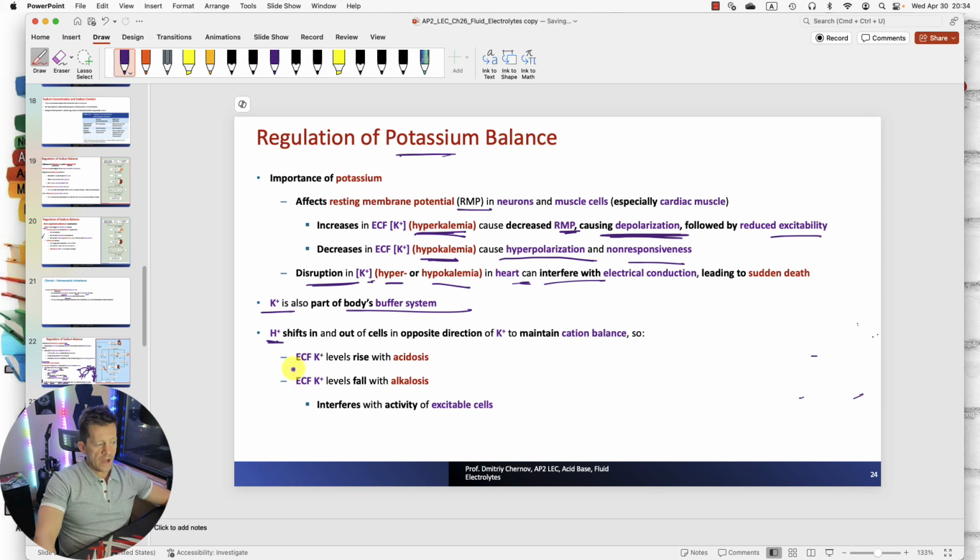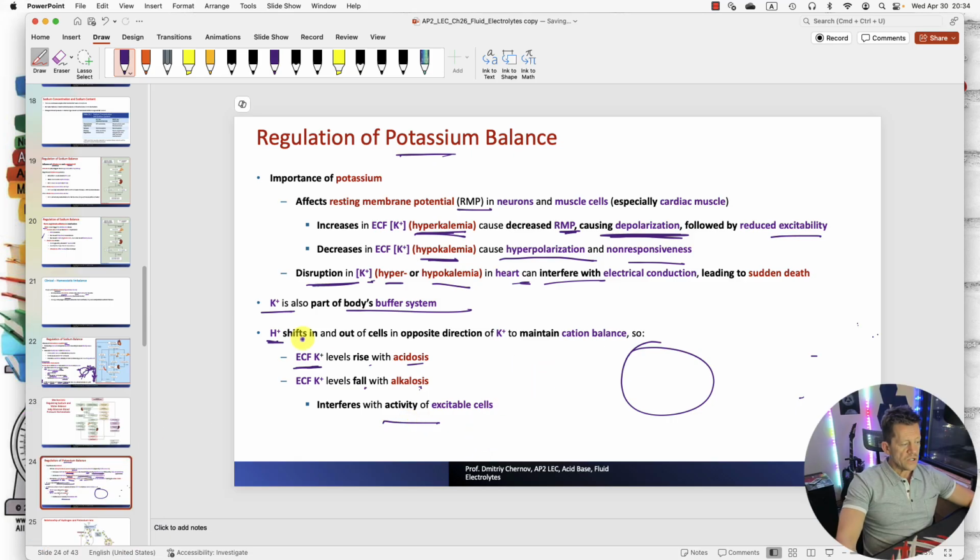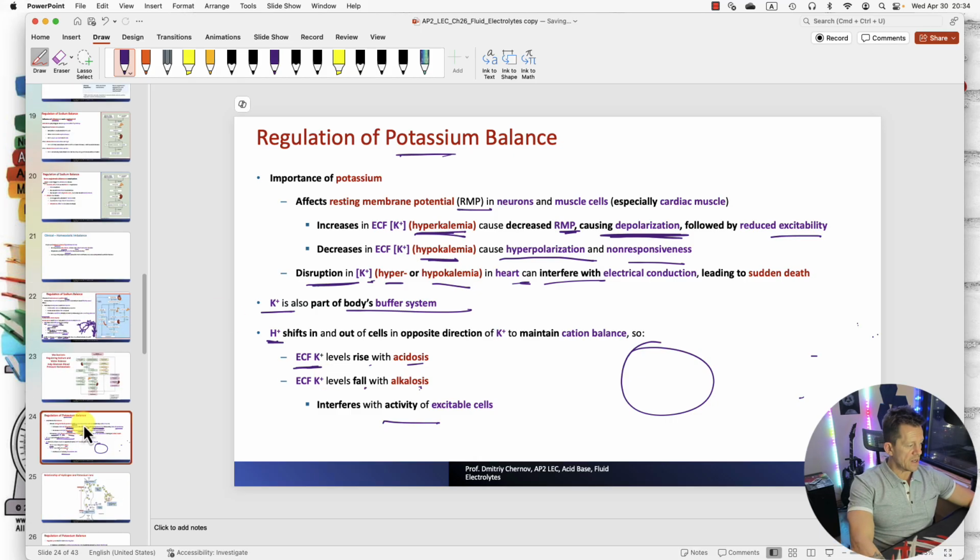So extracellular potassium rises with acidosis. Extracellular potassium levels fall with alkalosis. And that can definitely interfere with the activity of excitable cells. So let's look at acidosis and alkalosis.